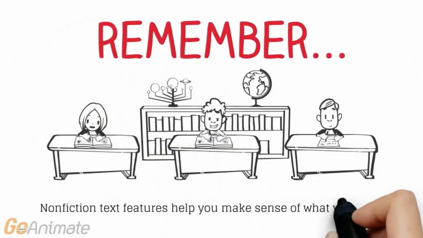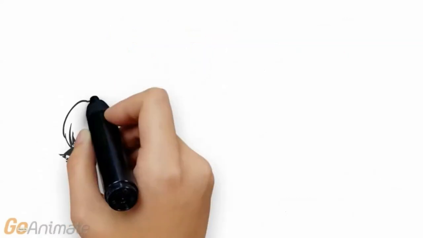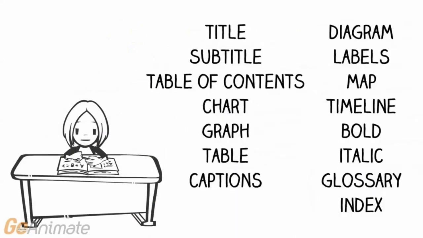Nonfiction text features are the things found in nonfiction materials that help you make sense of what you read. Let's look at the text features we've learned so far: title, subtitle, table of contents, chart, graph, table, captions, diagram, labels, map, timeline, bold, italic, glossary, index.